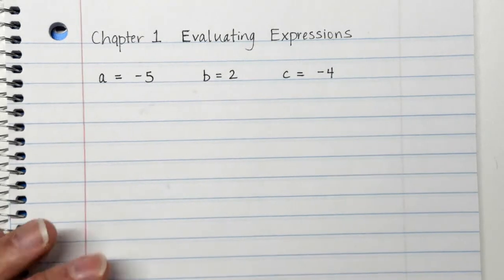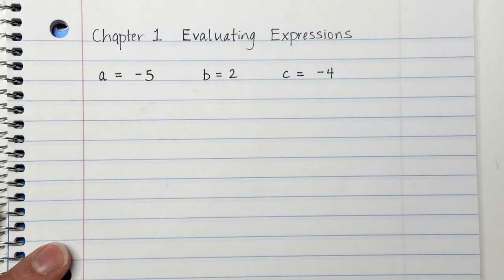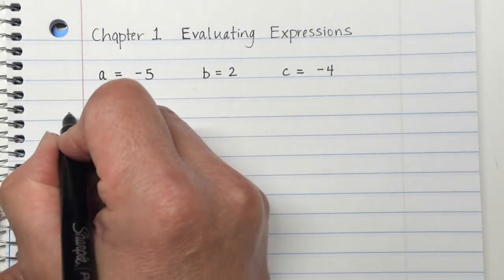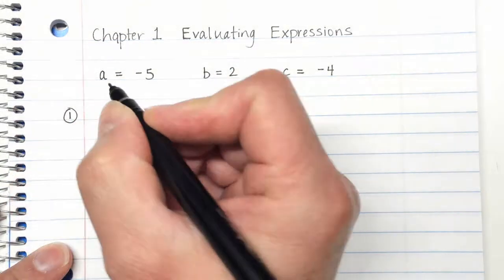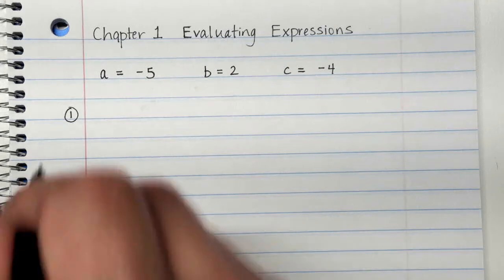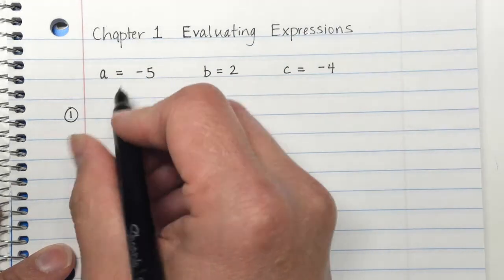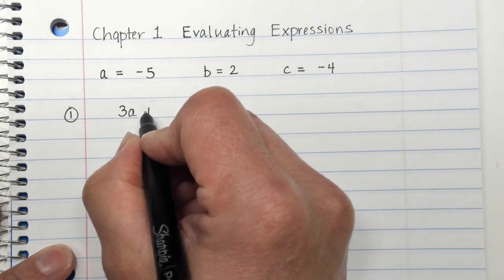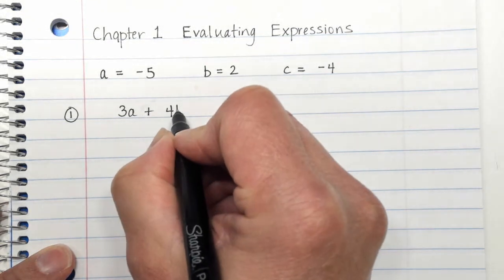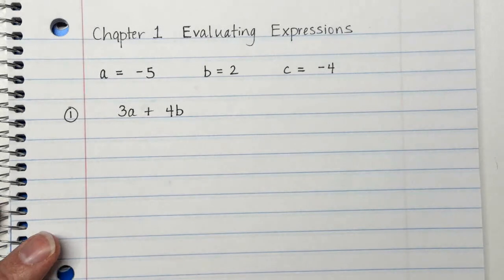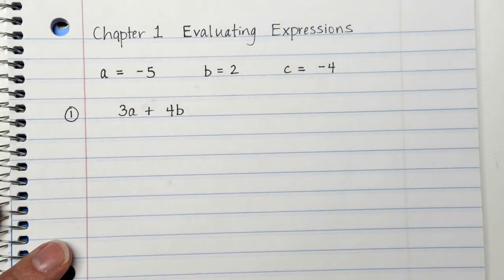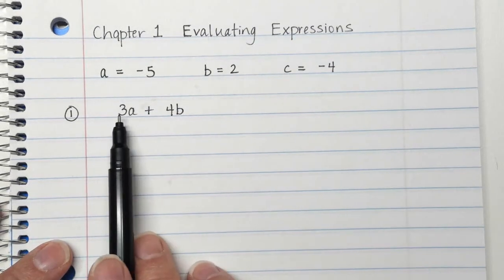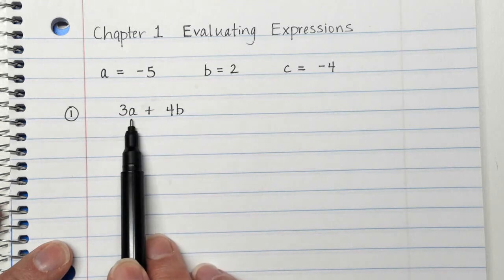Just like all the other videos up to this point, I do one, you do one. You do it exactly like I do it. Yeah? Okay. So it's very important in algebra that you understand that this means 3 times A.